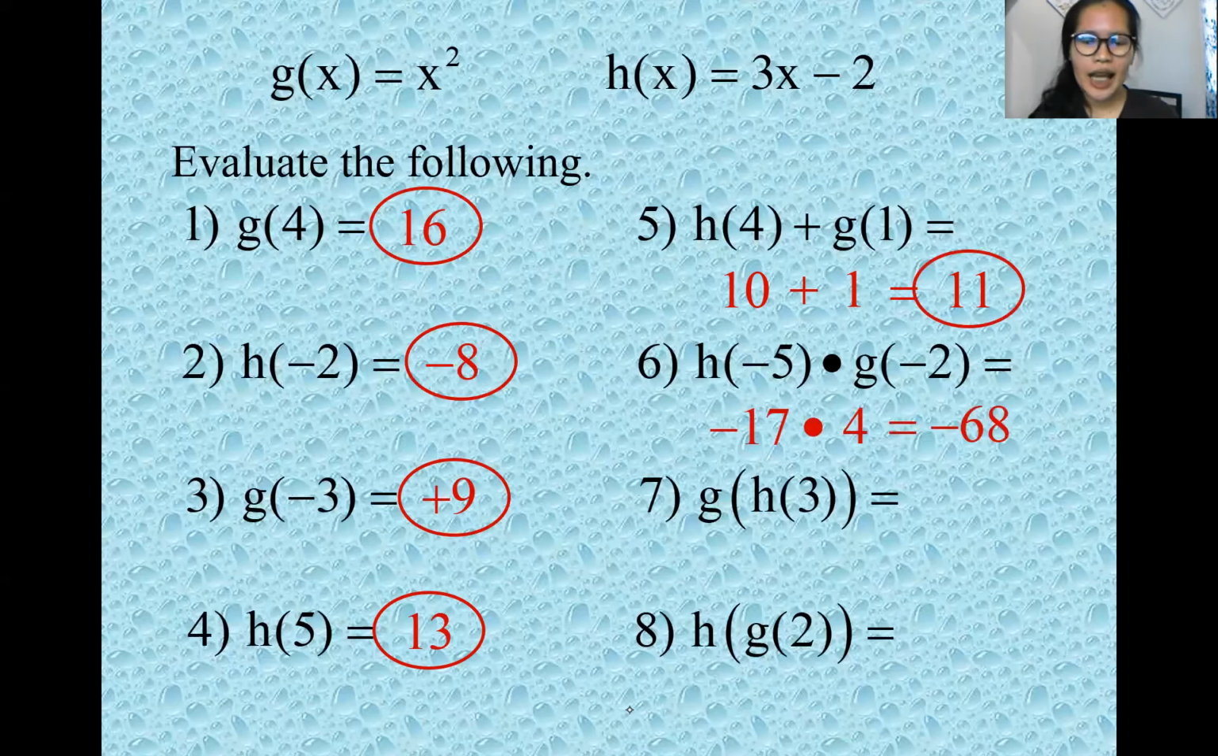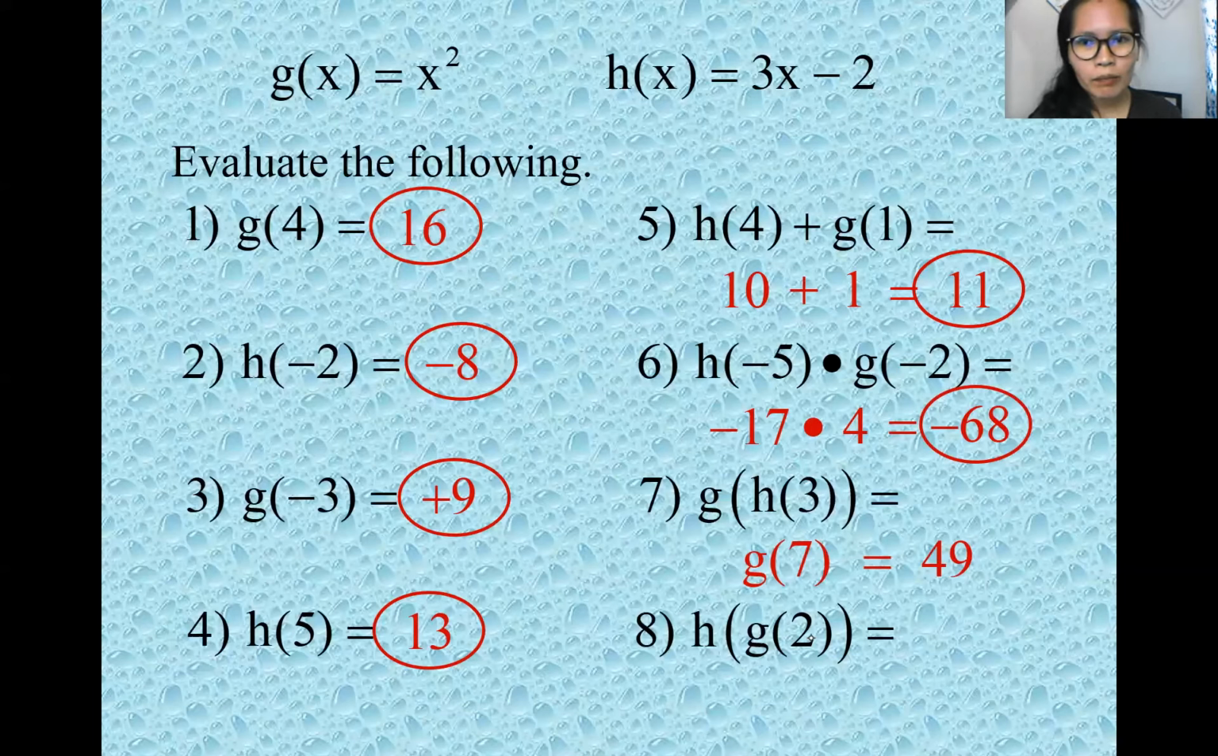So, that's it. How about number 7? g of h of 3. So, what is our first step? First, we are going to get the value for h of 3. So, 3 times 3 is 9, minus 2, that would be equal to 7. And then, what is g of 7? Since g of x is equal to x squared, 7 times 7 is equal to 49.